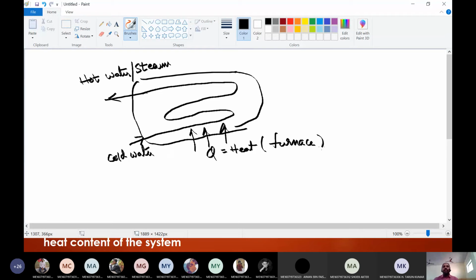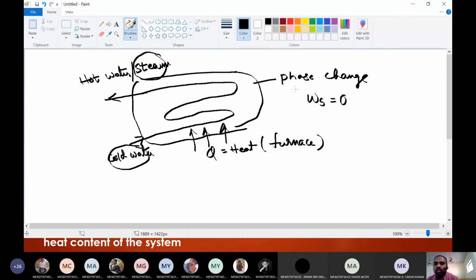Now, by burning coal or oil in the presence of air, heat will be liberated. That heat will be utilized to convert the water into steam. So water is in the liquid phase and steam is in the gaseous phase. Means in the boiler, phase change is taking place. There are no moving parts because the tubes are fixed, right? So in the absence of moving parts, Ws will be 0. The shaft work will be 0. But we are adding heat, so Q will be present.